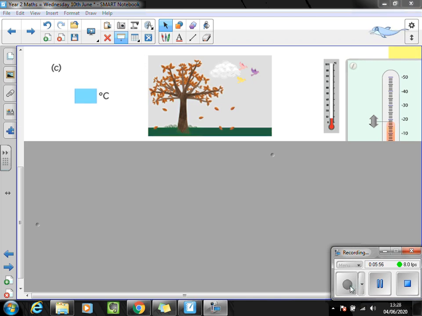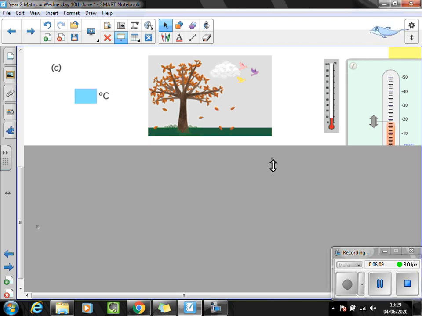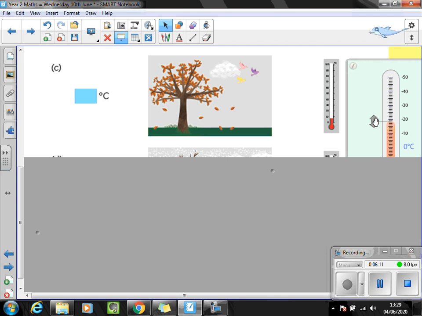Now for question C. Very different picture there, and I can see already quite a difference in where the mercury lays in the thermometer in our original picture. Let me adjust our thermometer to help you. There you go. Talk with your adult again. Use the clues from the picture. What temperature do you think it might be?